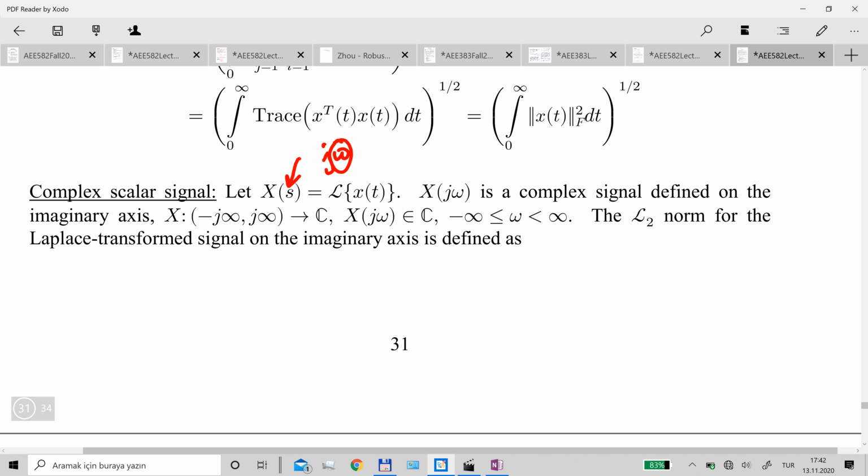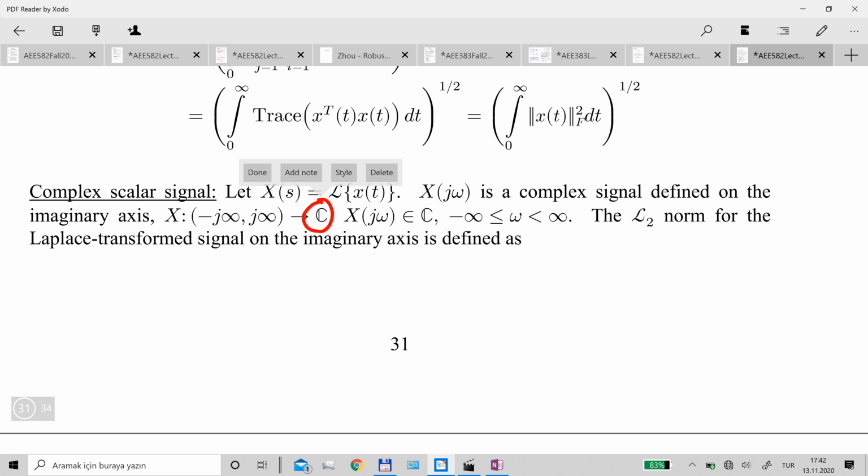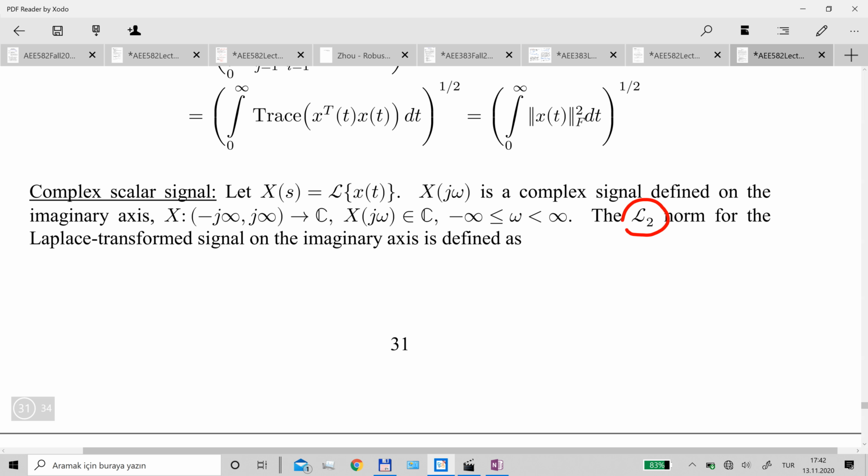Okay, so a complex signal is a signal defined like that on the imaginary axis, which extends from minus j infinity to plus j infinity, and maps that into the set of complex numbers. Okay, so if this is just the set of C, then it is a complex scalar signal, and if it's a multidimensional term, then it becomes a vector or even a matrix signal. Okay, so for such a complex signal, we can define the L2 norm of the Laplace transform signal as follows.